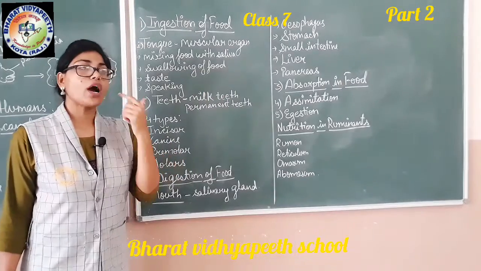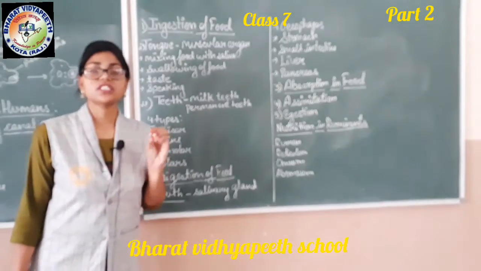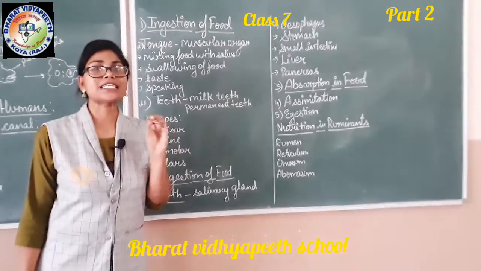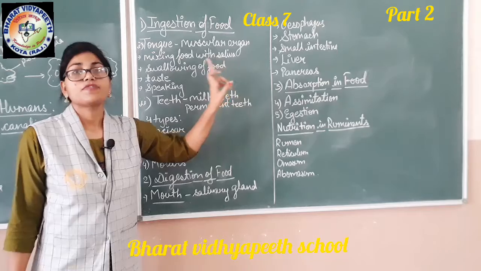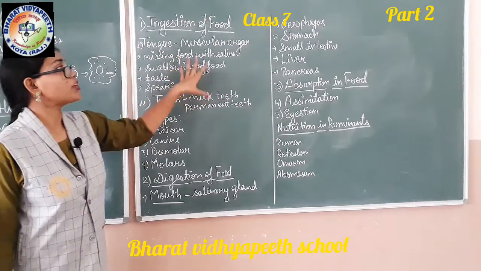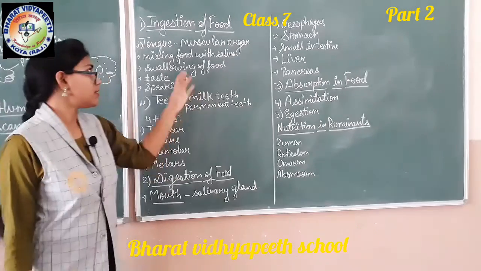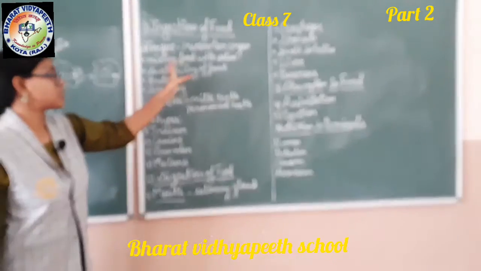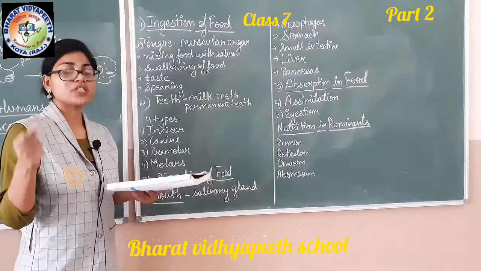saliva. As we know, our mouth contains saliva. Saliva is a fluid which is secreted in our mouth by the salivary gland, and it helps our food to swell and mix in the mouth. Tongue helps in the mixing of food with the saliva.